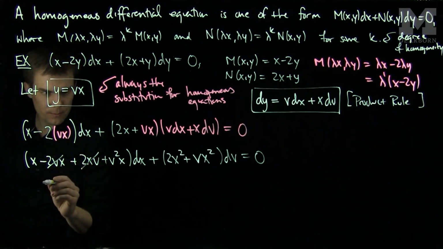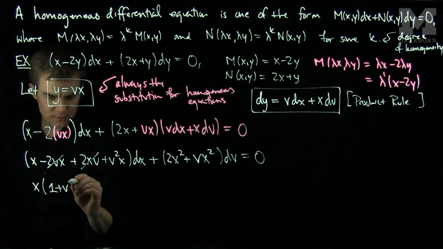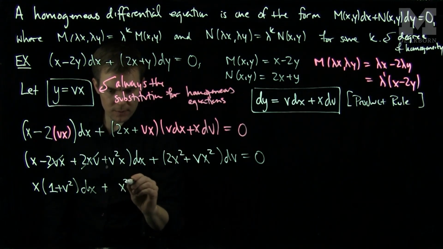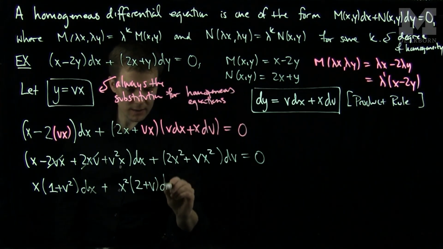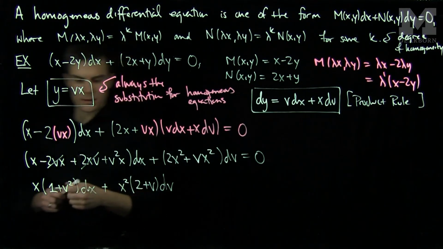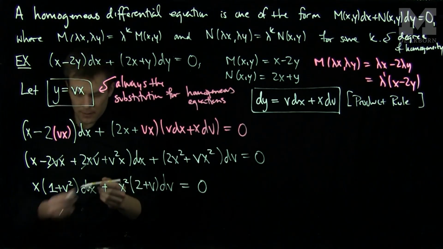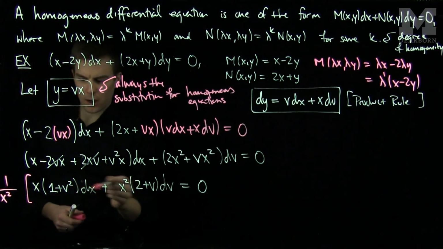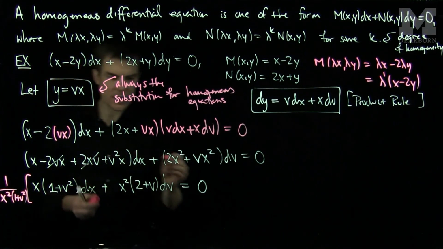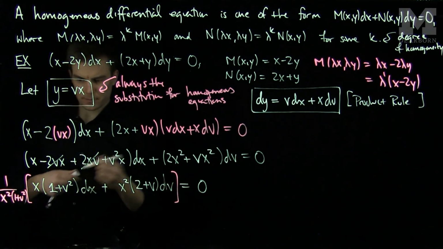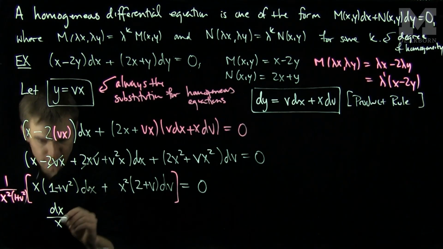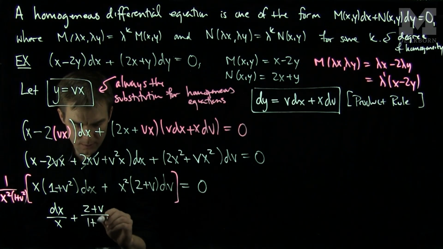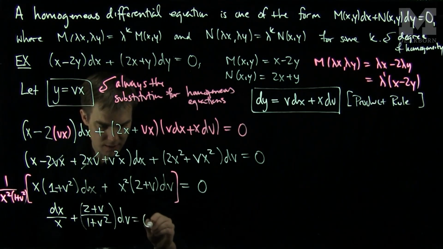And I can rewrite our equation in the following form. It will be x times the quantity (1 plus v squared) dx plus x squared times the quantity (2 plus v) dv. And now we can divide and turn this into a separable equation. So if I divide the equation by x squared and also by 1 plus v squared on both sides, I will see that my equation will become dx over x plus (2 plus v) over (1 plus v squared) dv equals 0.